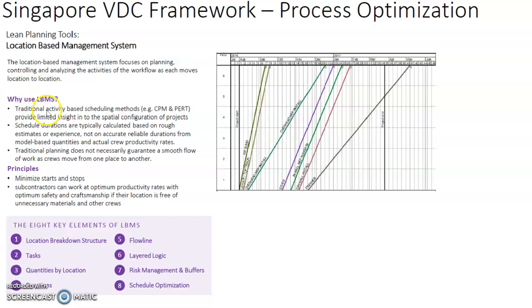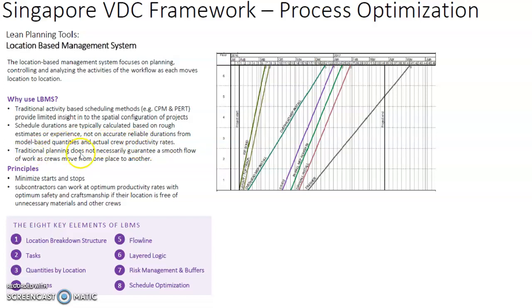Well, the traditional activity-based scheduling methods, for example, critical path method and the PERT, provide limited insight into the spatial configurations of the projects. The schedule durations are typically calculated based on rough estimates or experience, not on accurate, reliable durations from model-based quantities and actual crew production rates.